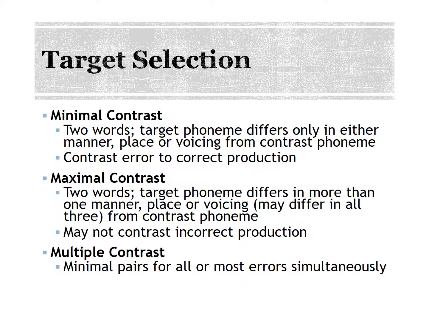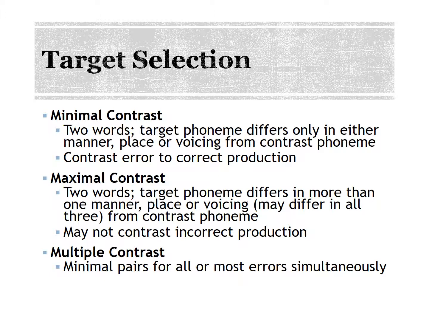Now, target selection for minimal and multiple contrast approaches use contrasts that are homonymous, as the main goal is to reduce the level of homonymy in the child's speech, but the maximal contrast approach is referred to as non-homonymous, because reducing that homonymy that results between the child's error productions and target productions is not the main goal.